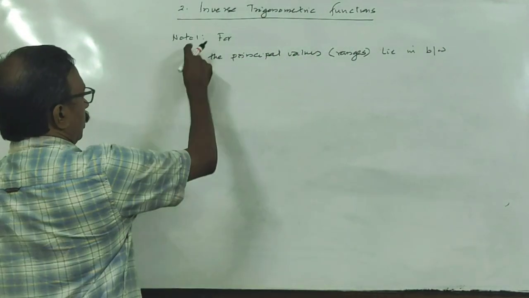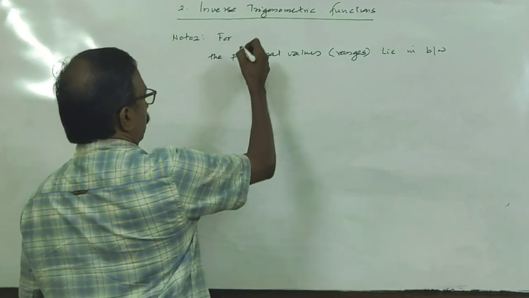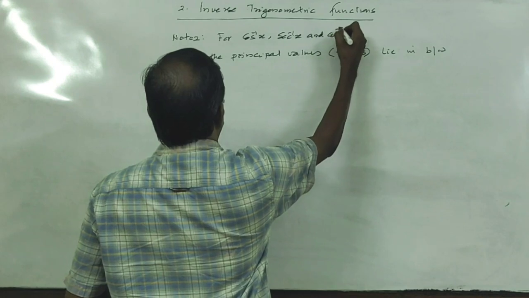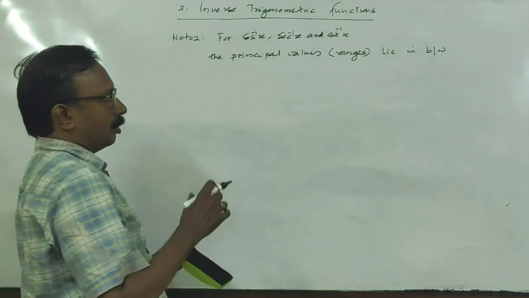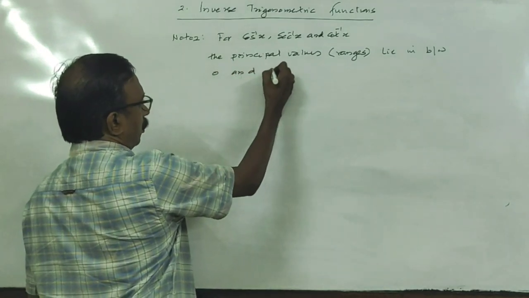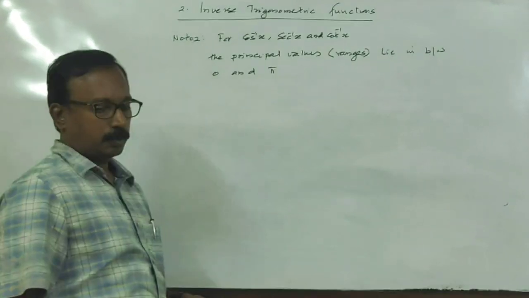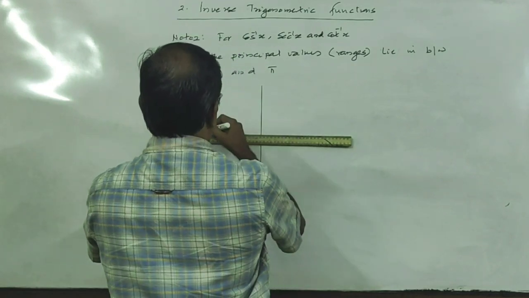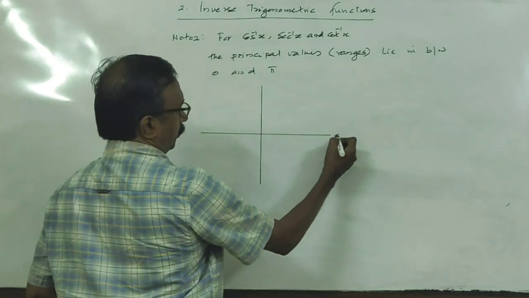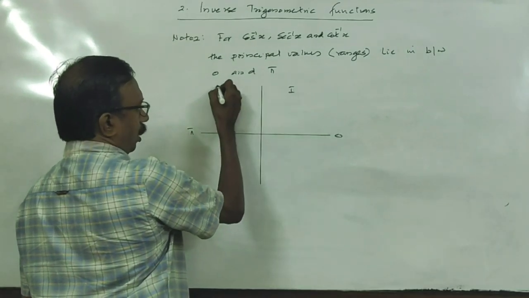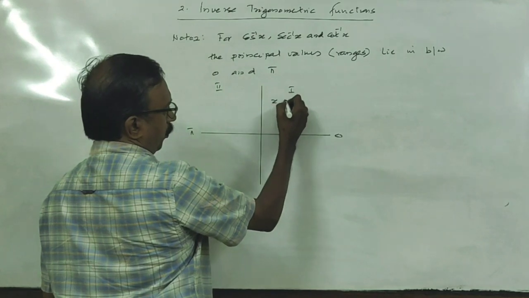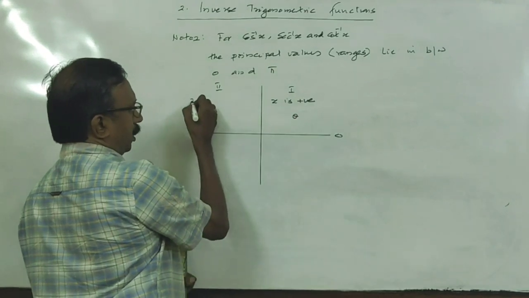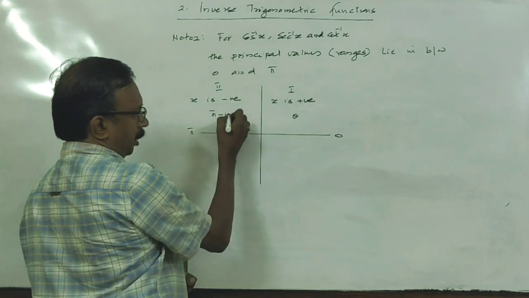Similarly, note 2. For cos inverse x, sec inverse x, and cot inverse x, the principal values lie in between 0 and pi, that is in the first and second quadrants. Here 0 is here, pi is here. First quadrant and second quadrant. If x is positive, then its value is theta. If x is negative, then it is pi minus theta.